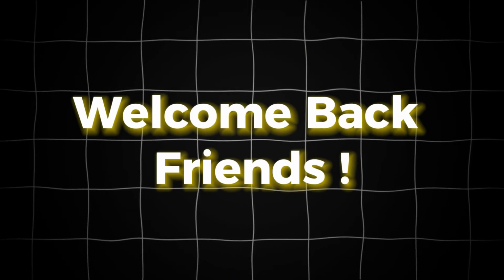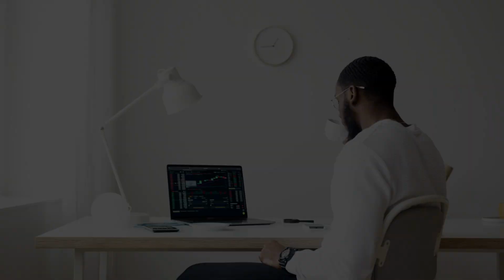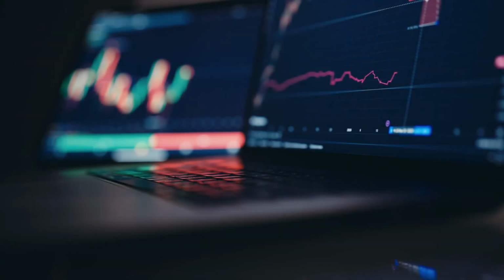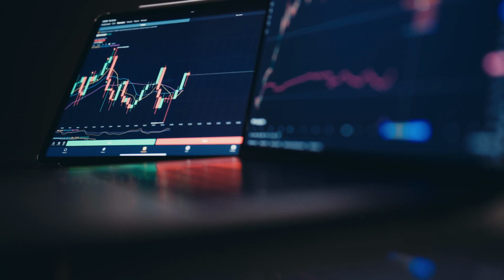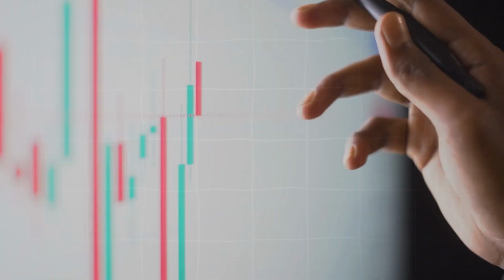Welcome back, friends. Today we are going to discuss a very important topic in trading, which is CRT, candle range theory. CRT is a trading strategy that helps traders understand market price action and make precise trading decisions. Let's dive into the details of CRT.